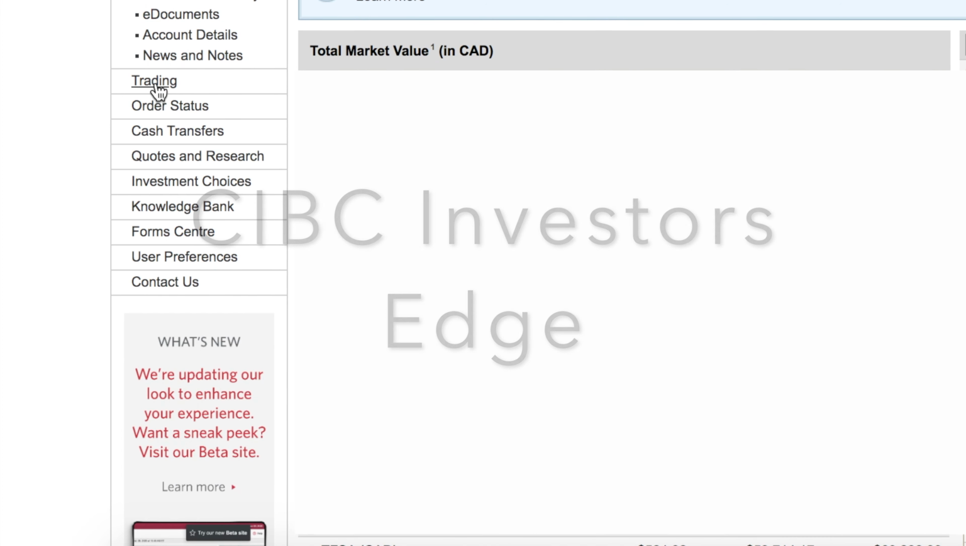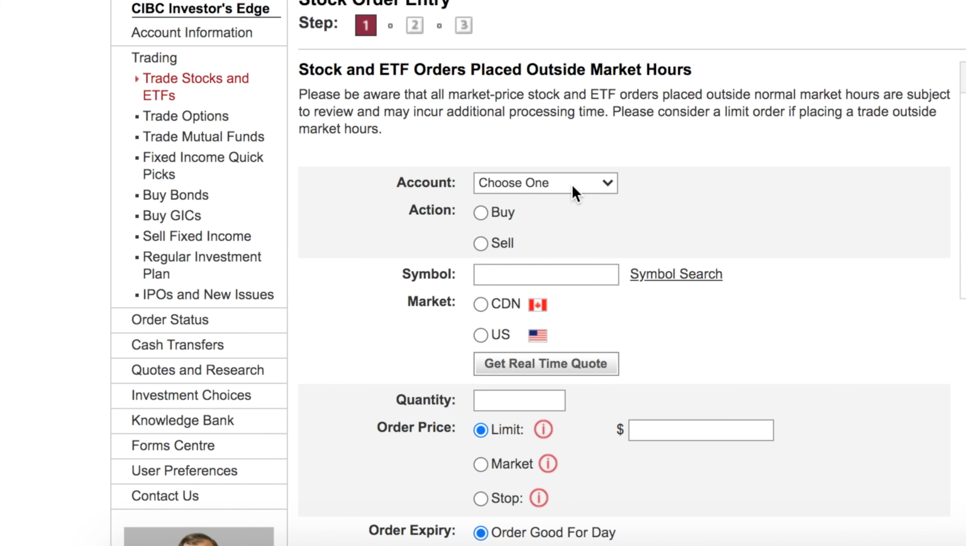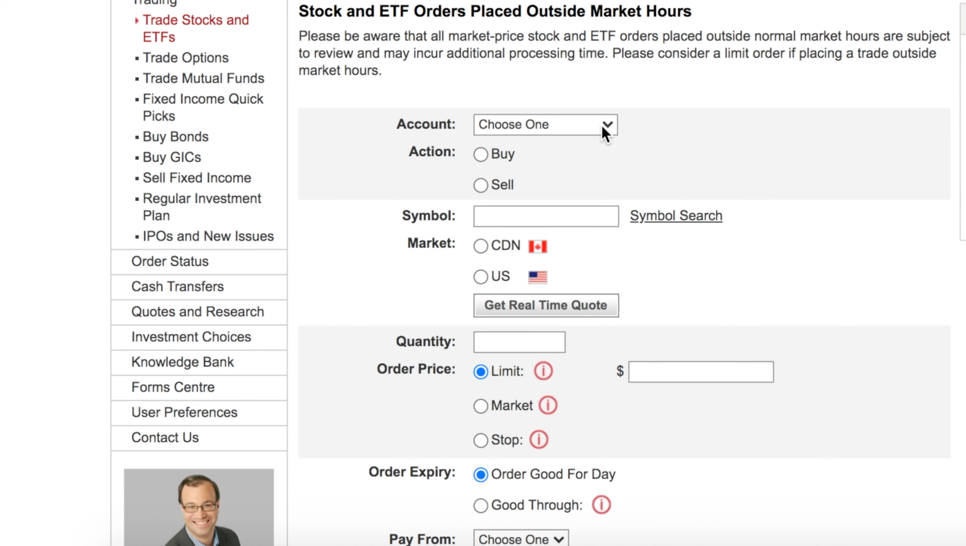First step, you're going to go over on the left-hand side and click on Trading. And then under Account, you're going to click the drop down to whatever account you want the US dollars to appear in. It could be your RRSP, it could be your TFSA. Then you're going to click Buy.